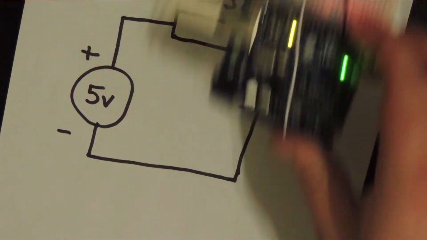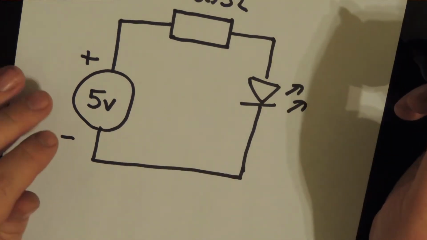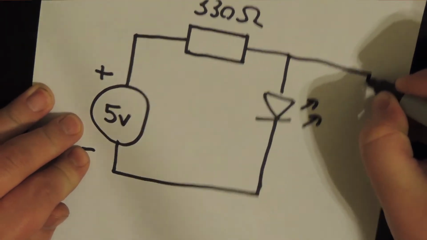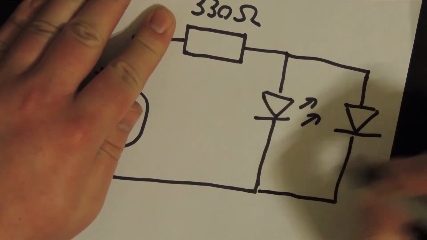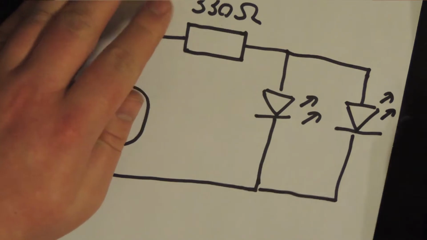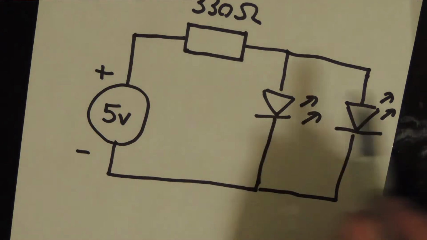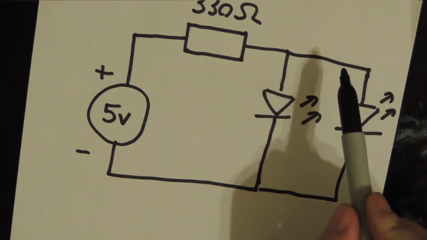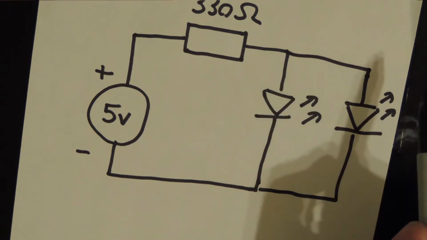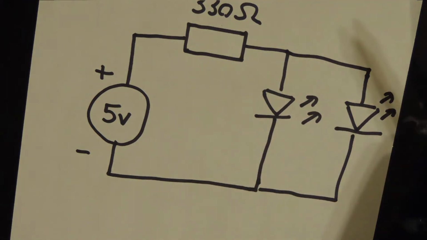I'd just like to talk a little bit about what if we want to connect multiple LEDs. First of all, I'm going to show you the wrong way to do it. This seems like the most obvious way to do it, but it's not. Because the two LEDs only have one resistor between them, one of them is always going to take more current than the other, because not all LEDs are created equally.